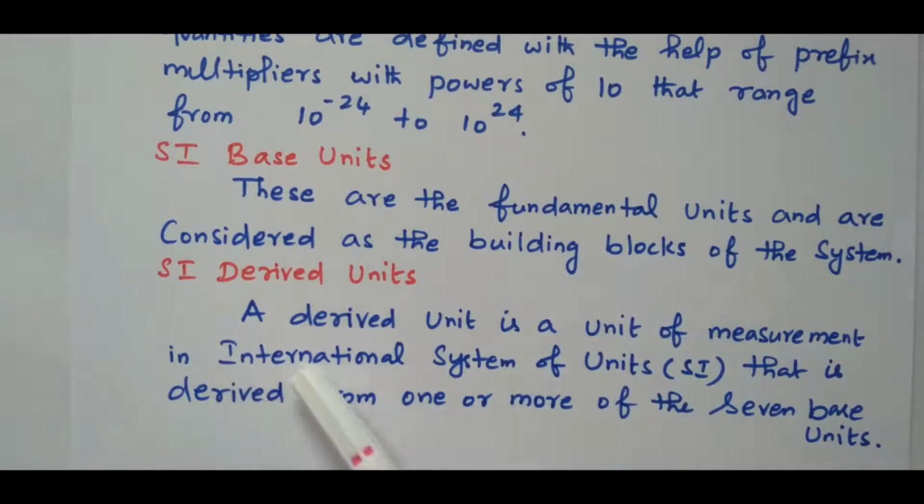So a derived unit is a unit of measurement in the international system of units that is derived from one or more of the 7 base units. So only these 7 base units are the building block for all other derived units. All other derived units are obtained from these 7 base units. Now we'll see base units, derived units and multiples one by one.